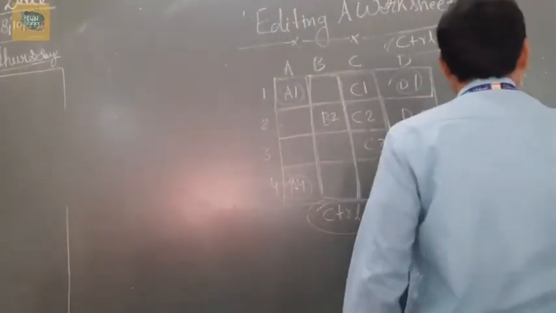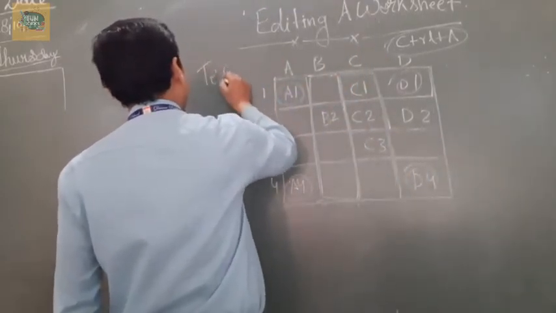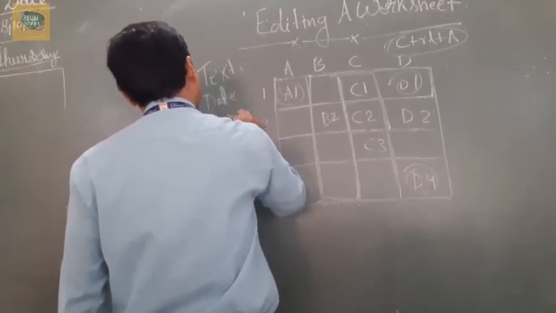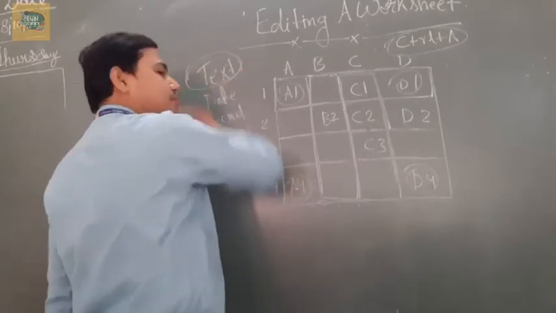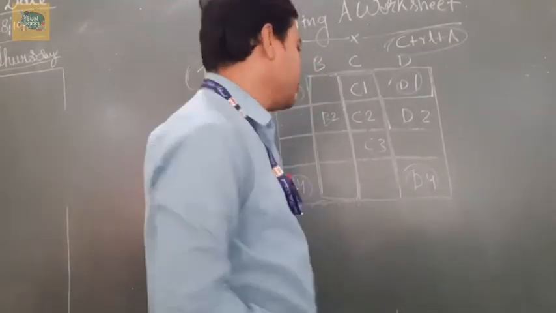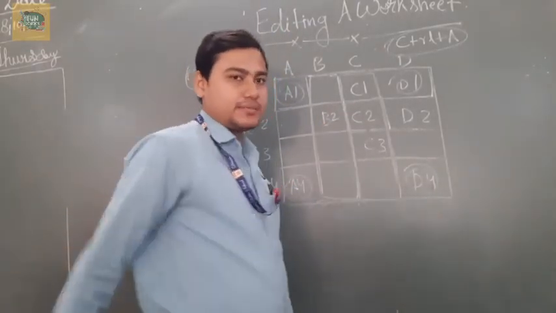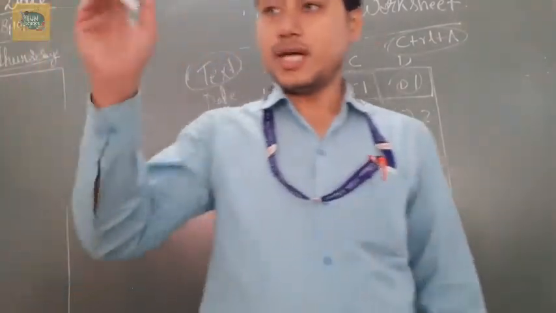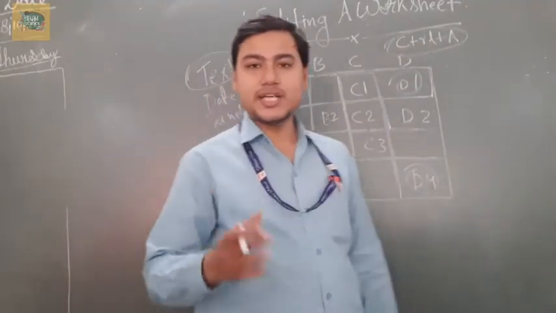Here we are entering data: text, and date and time. For text it is very simple. We have to choose any one of the cells, and then we can start typing with the help of the keyboard. Then we can insert any text.